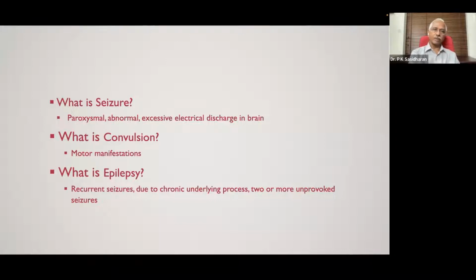So convulsion is not seizure, but convulsion can be due to a seizure. Convulsion only refers to the motor manifestation of a seizure discharge. But convulsion is due to seizure.